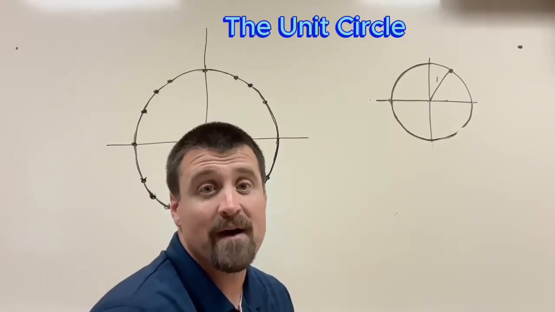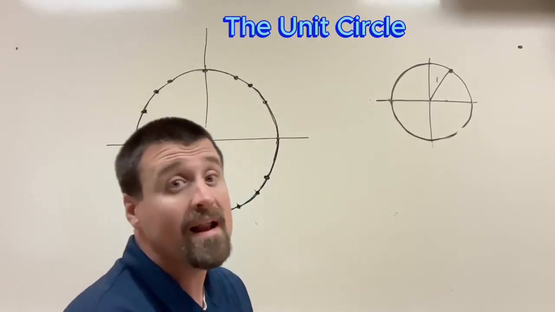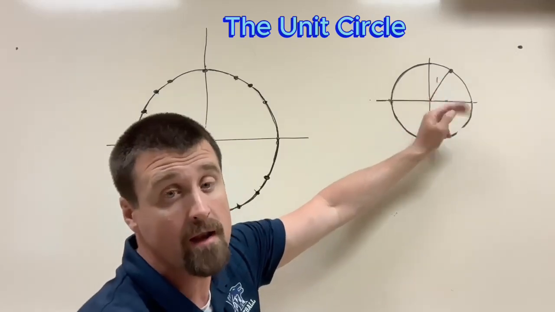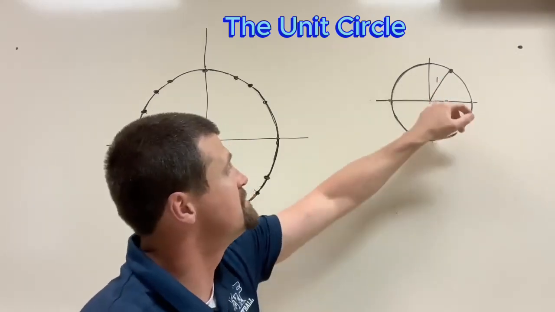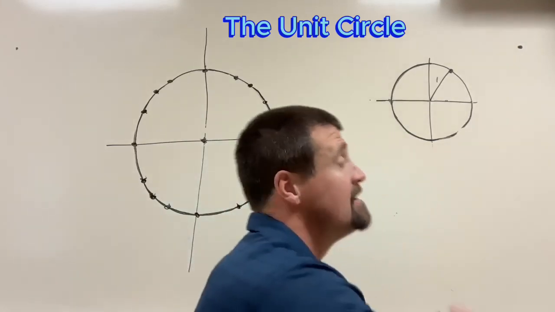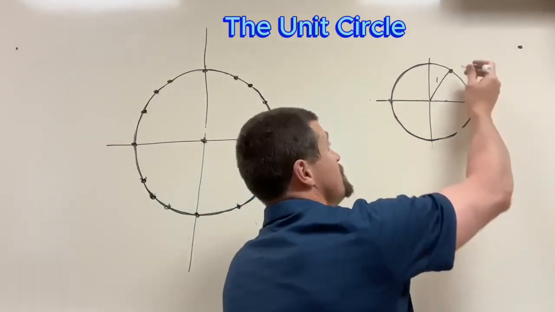All right, let's talk about the unit circle. So, what is a unit circle? It is just a circle with radius 1. That's the word unit. We center it at the origin. But this does give us an interesting phenomenon in regards to trigonometry.